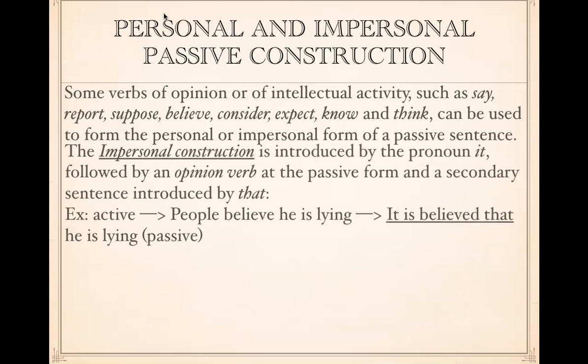The impersonal construction is introduced by the pronoun "it," followed by an opinion verb in the passive form, and a secondary sentence introduced by "that." So if the active sentence is "People believe he is lying," then the passive sentence becomes "It is believed that he is lying."